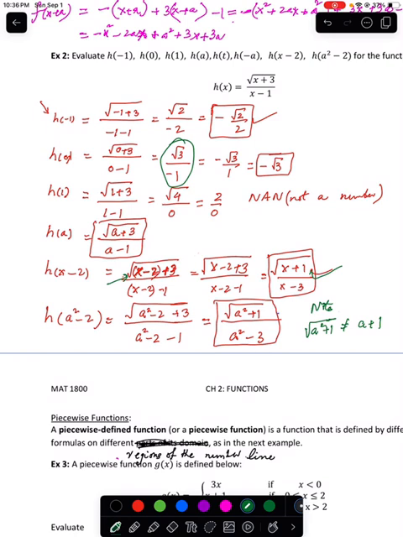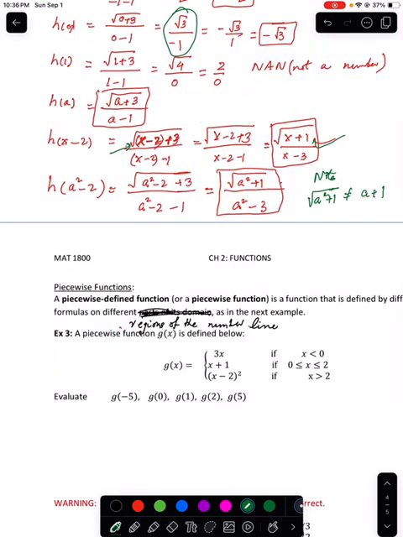So in the next example 3, we see a piecewise function given by the name g of x. So we have three functions and we have three regions. So these are called the regions of the line.